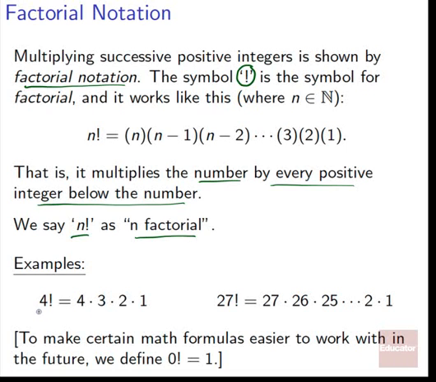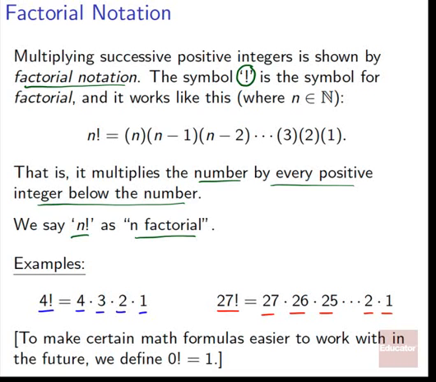So for example, if we have 4 factorial, then that's going to be 4 times what number is below that, 3 times what number is below that, 2 times what number is below that, 1. There's nowhere further to go down, so we have 4 times 3 times 2 times 1. Same thing if we have 27 factorial: 27 times 26 times 25 times 24 times 23 times and so on. We finally work our way down to 1.